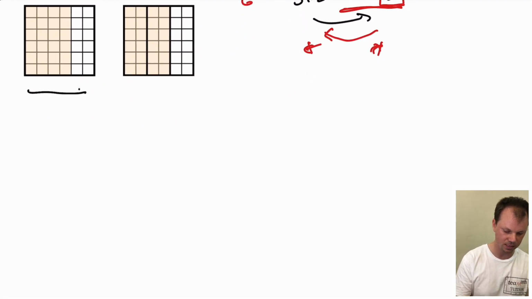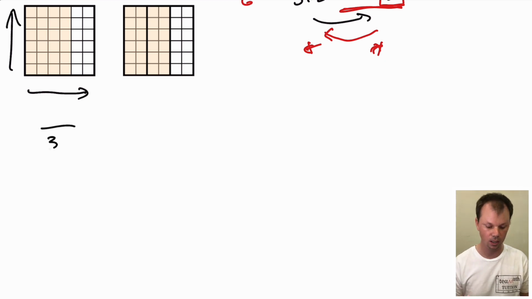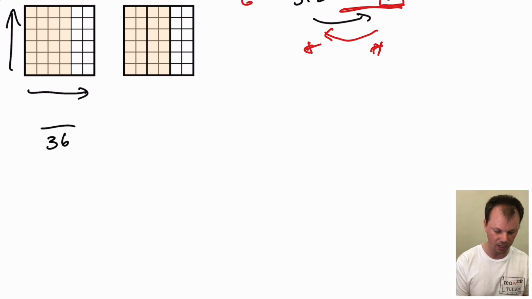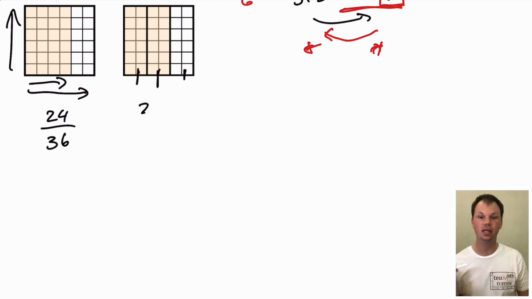If we were to do that again with the bottom example here, we've got 6 squares this way, 6 that way, so we've got 6 by 6 is 36 in total. If we're looking at our shaded area, we have 4 by 6, which is 24. If we're looking at our bigger segments, we've got 3 of them, 2 of them are shaded. So we can say 24 out of 36 is an equivalent fraction to 2 out of 3.